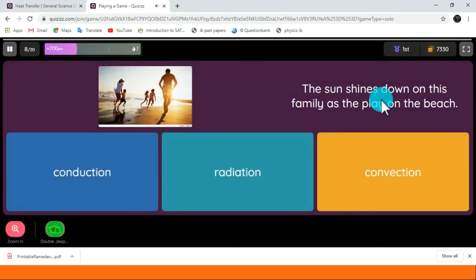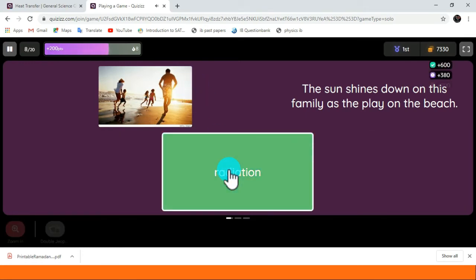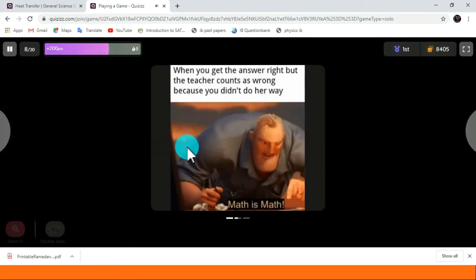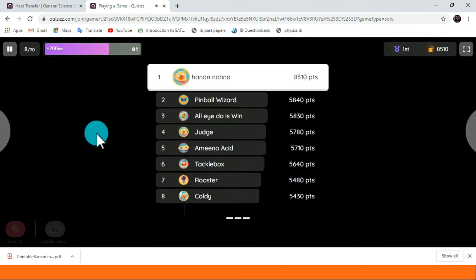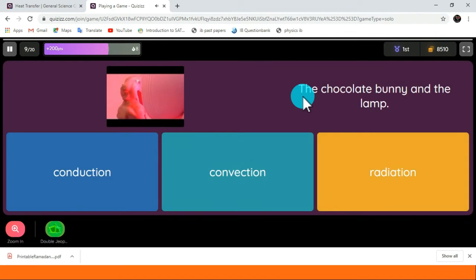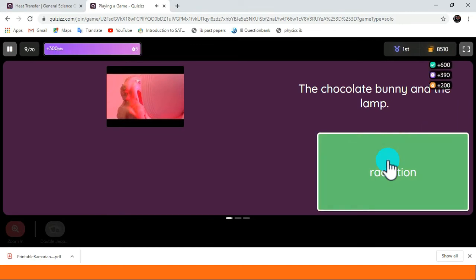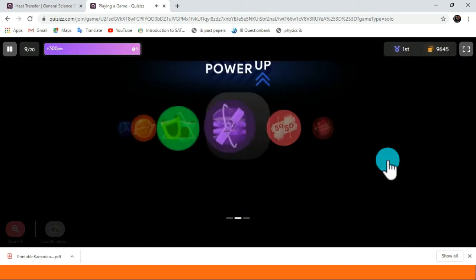The sun shines down on this family as they play on the beach. So, from the sun, radiation. The chocolate bunny and the lamb. Again, lamp. So, radiation. Remember, always the lamp is radiation.